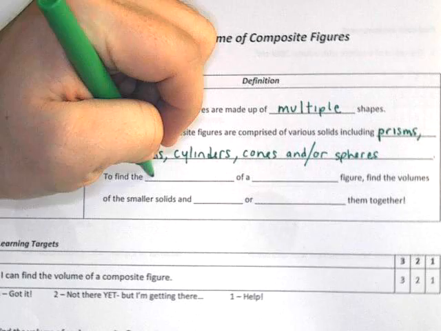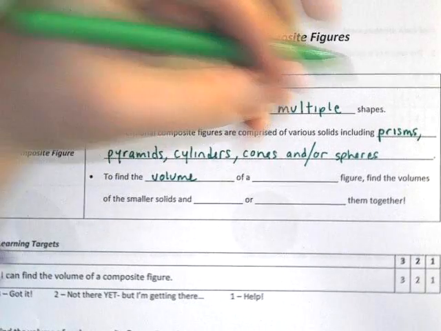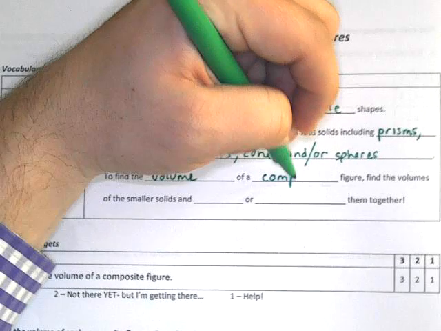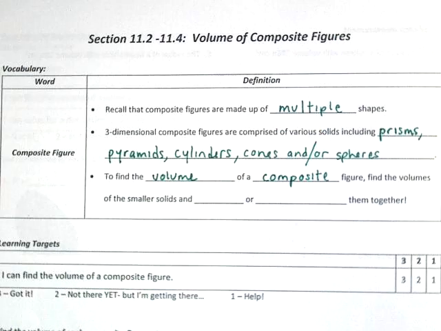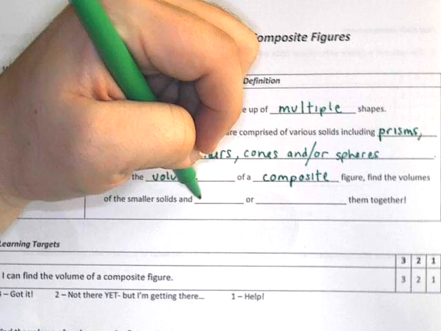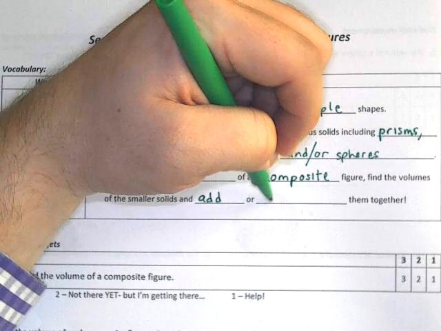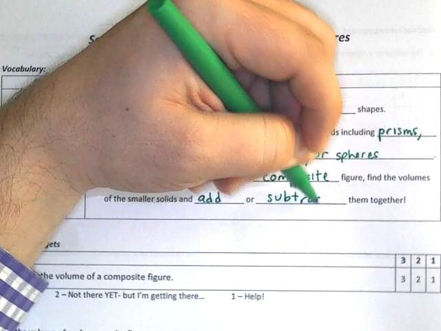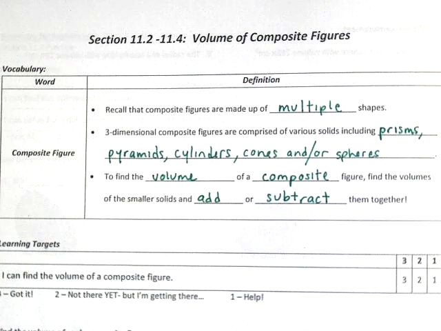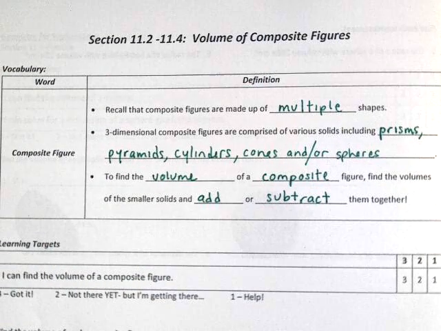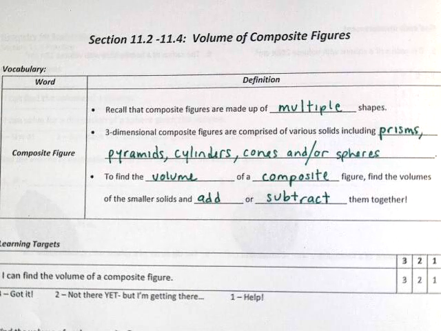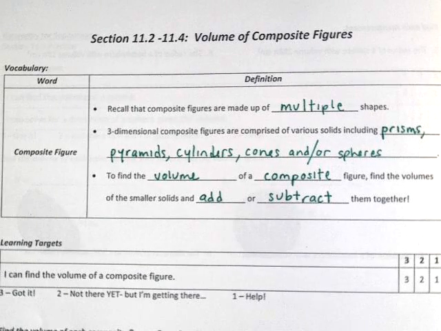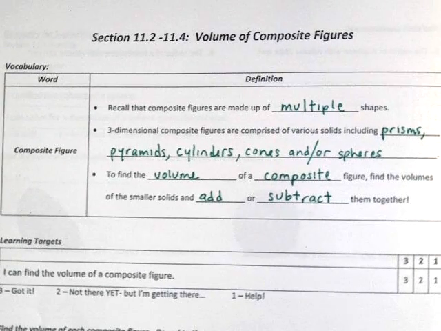So to find the volume of a composite figure, you need to find the volumes of the smaller solids and add or subtract them together, just like with the area of composite figures. In chapter 10, you had to find the areas of all the little pieces and then add or subtract. Now we're just finding the volumes. This should not be too bad as long as we're feeling good with how to calculate volumes.